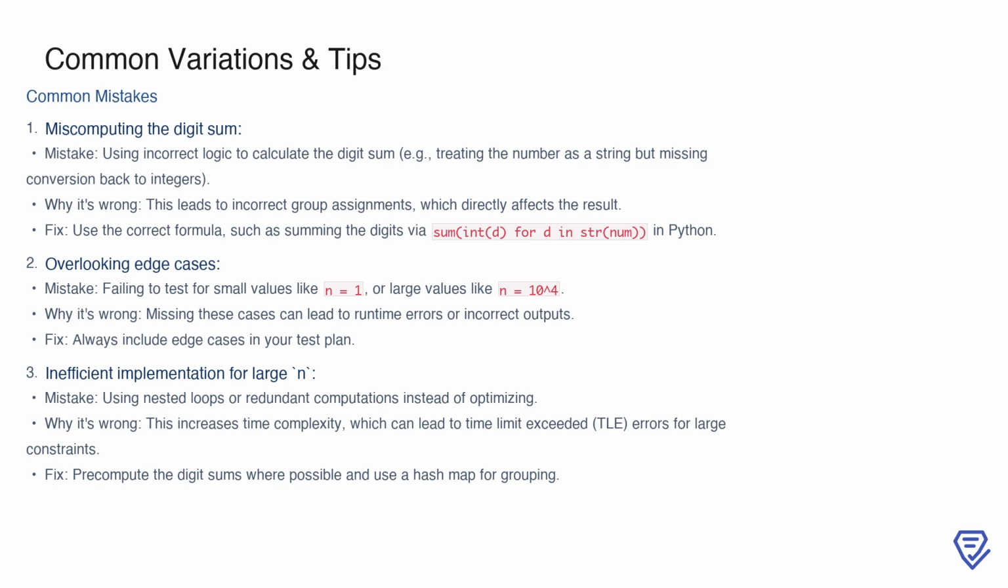One common mistake when solving this problem is miscomputing the digit sum. For instance, some people treat the number as a string, but then forget to convert the characters back to integers before summing them up.